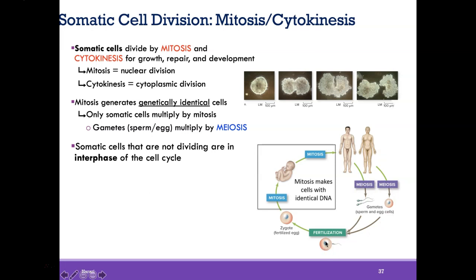After fertilization, we have what's called a zygote. It's the fertilized egg. That's the first diploid cell because it has 2 sets of chromosomes. And from that point on, mitosis makes cells with identical DNA, and that's what allows development to occur. From birth until adulthood, it's a bunch of mitosis and development. Only after puberty does meiosis begin.